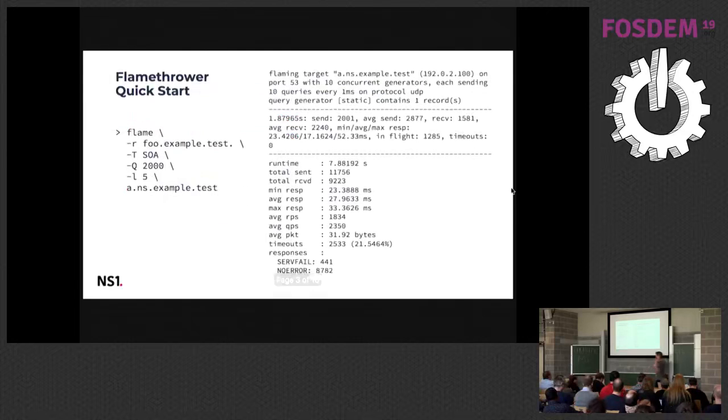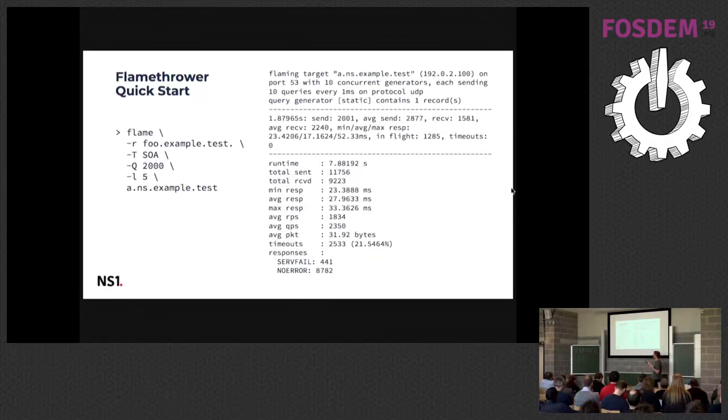So I would like to start with a simple quick start, just to give you some idea what this tool does. Later I will talk about some internal architecture, and I want you to have some idea how this works from the user perspective. On the left side there is a sample invocation of the utility. The binary is called flame, and you give it some parameters. In this case, we are sending some queries to server A, as an example a test domain. And we are sending one same query over and over.